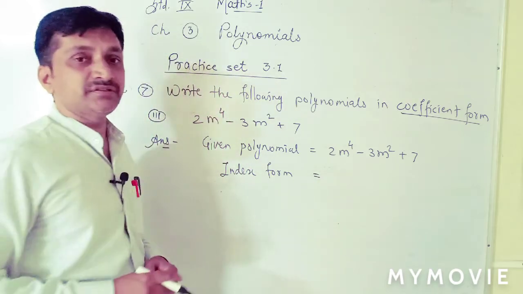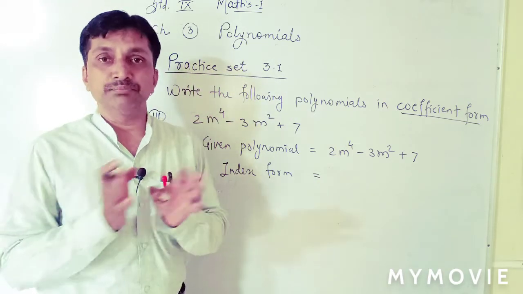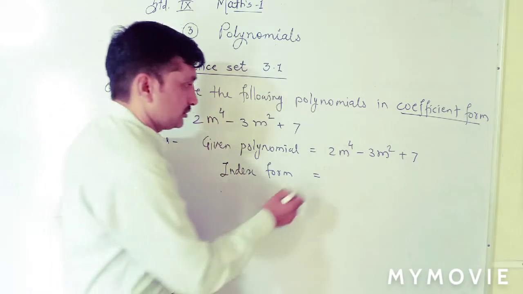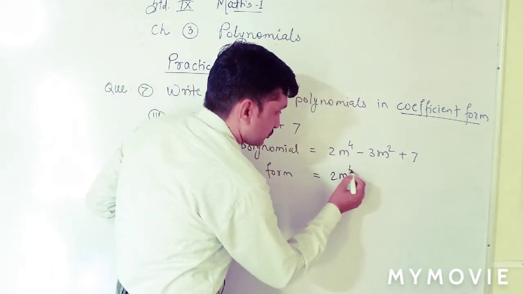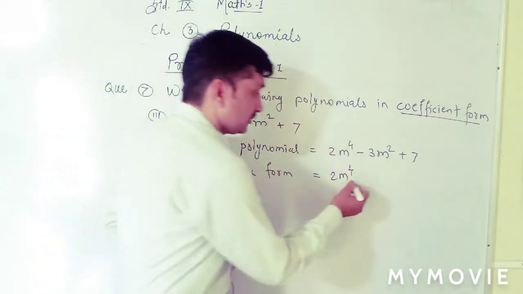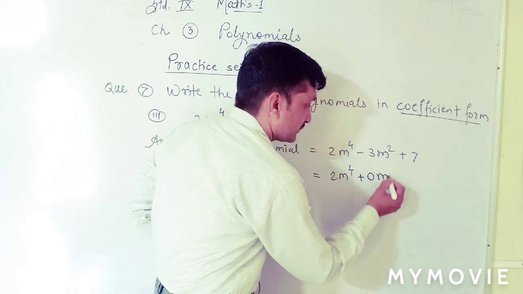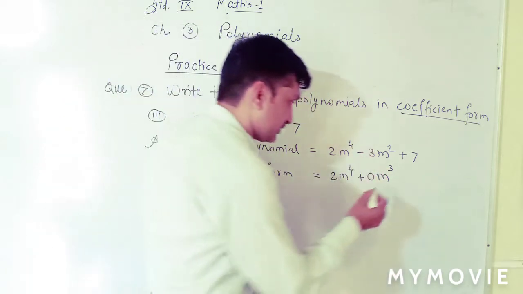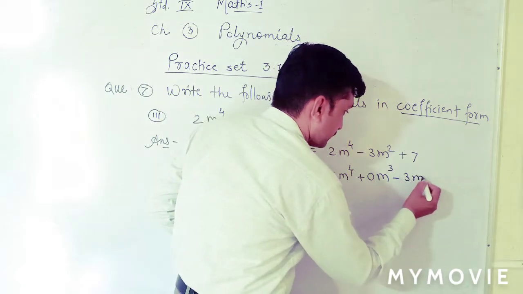Index form means we have to write the missing terms. Those powers are not given, so we have to write them. 2m raised to 4. After 4, we want power 3, but it is not given, that's why 0m raised to 3. After 3, we want power 2. Power 2 is given there, minus 3m square.